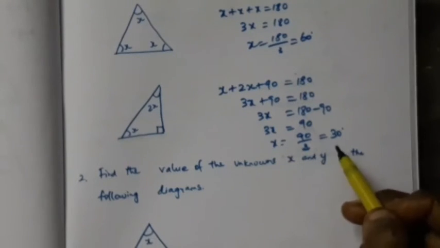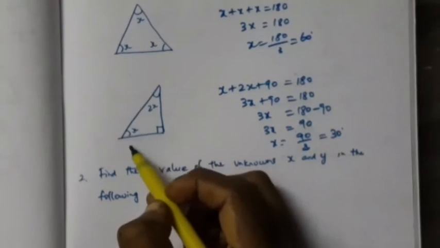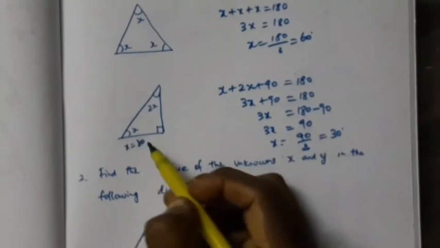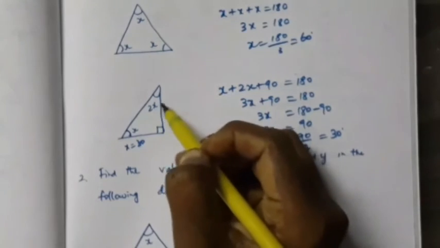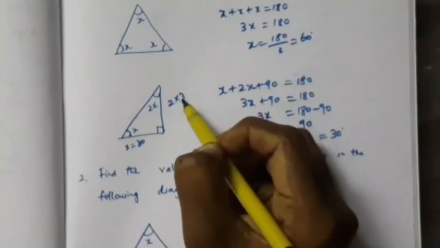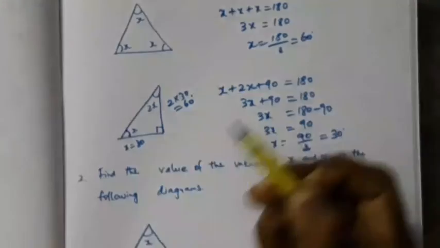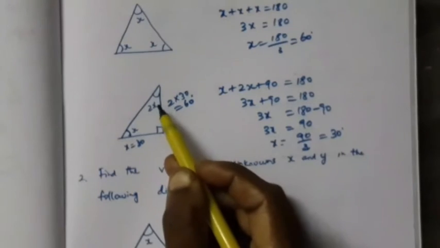So x is 30. This angle, which is x, is 30. This angle is 30. What about this angle? This angle is 2x. What is 2 into 30? This is 60. This angle is 30 and this angle is 60.